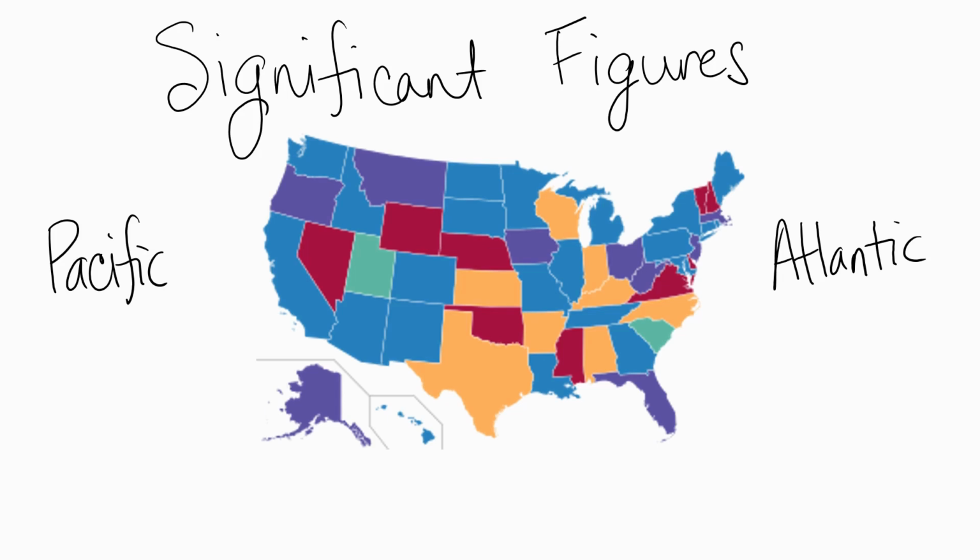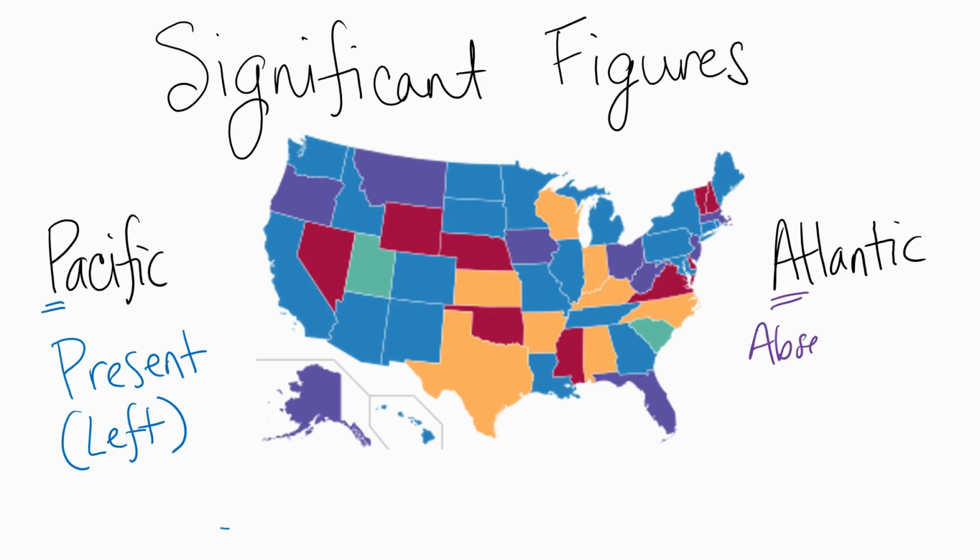So what we're going to use is Pacific, and Pacific is for present. It's also on the left. I'm going to write left so we remember. And then Atlantic is on the right. It's also A for absent, and it's on the right. So we're going to use that to help us figure out how to identify significant figures.